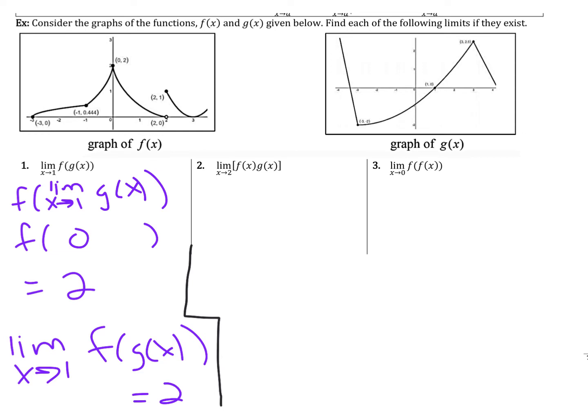So we need to go to one-sided limits. So I need to look at the limit as x approaches 2 from the left of f of x times g of x.